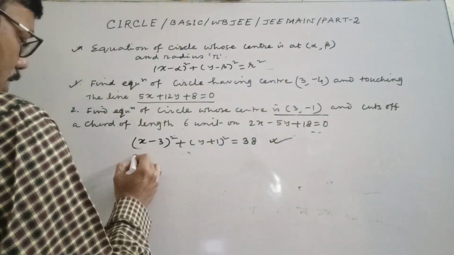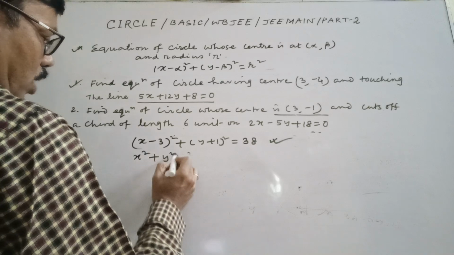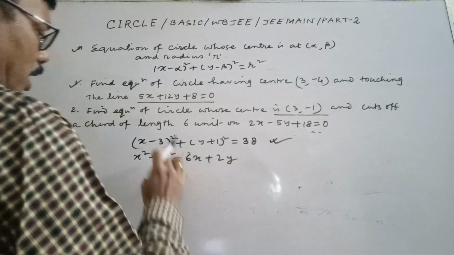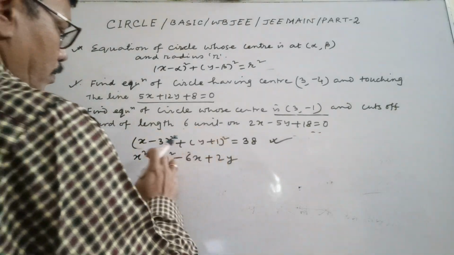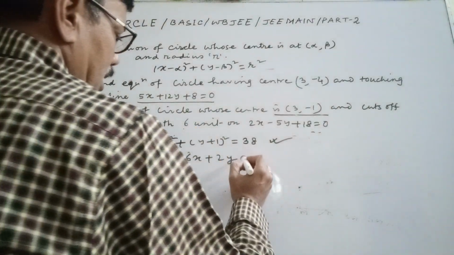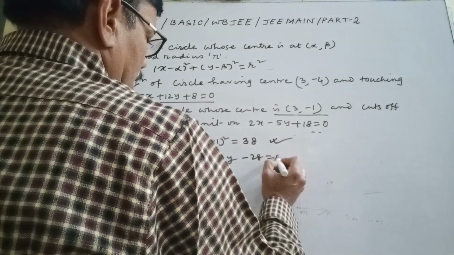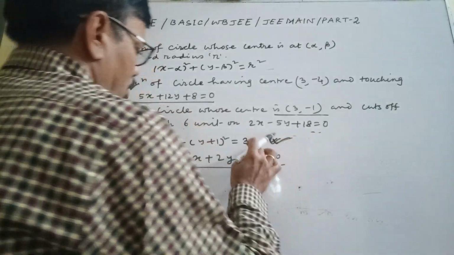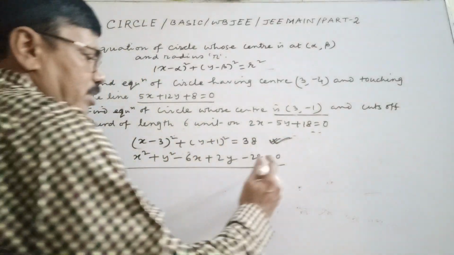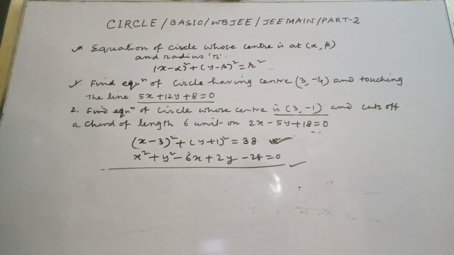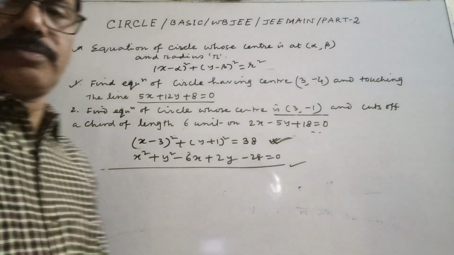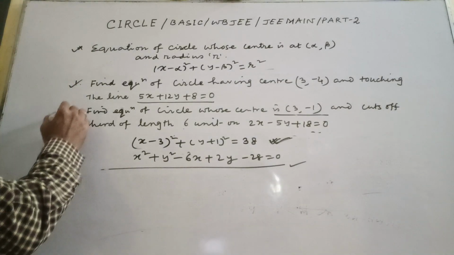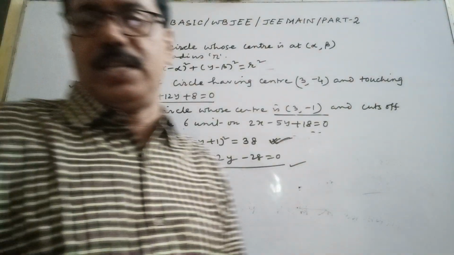Now answer will be in simplified form, expanding. So what will be answer? x square plus y square, second degree term, minus 6x plus 2y. So this is 9 plus 1, this is 10, minus 38. So this is minus 28 equals to 0. So this is the equation of circle and you may simplify it in standard form. So very simple problem. This is a problem of WBJEE.